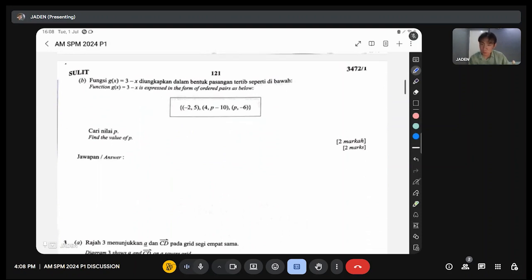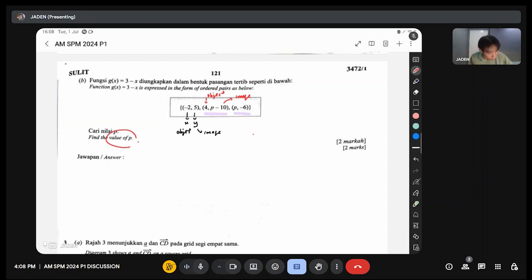Now we have question B. Function g(x) equal to 3 minus x is expressed in the form of ordered pairs. Now when they say ordered pairs, this is x and this is y. When I say x, x means object. Y means image. So every column or every bracket here, you must understand that this is your object, this is your image. Okay, how do we find the value of p?